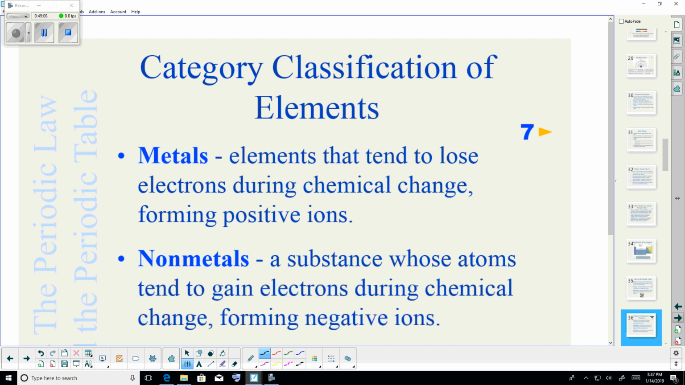What do positive and negative particles do? They attract. That's how you end up with sodium chloride. Later we'll find out how that works. And again, by looking at the periodic table, it becomes very easy to figure out how those things go together.